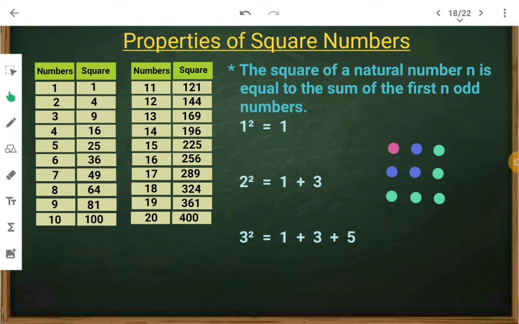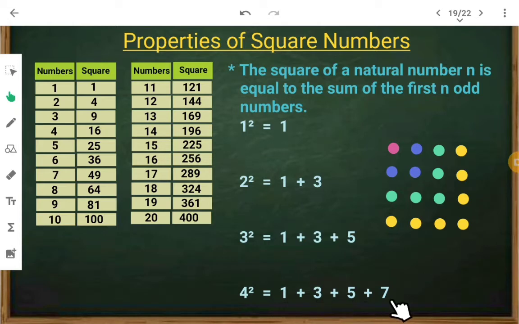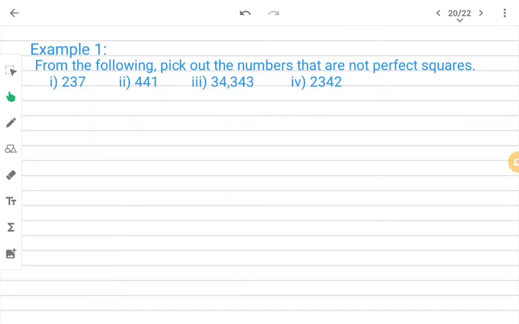4 square. So you have to add the first 4 odd numbers. 1 plus 3 plus 5 plus 7. So first 4 odd numbers. See, 1 plus 3 plus 5 plus 7, you are getting the square value of 4. 4 square is 16. Have you understood this property? Yeah. And now we are going to solve example 1.